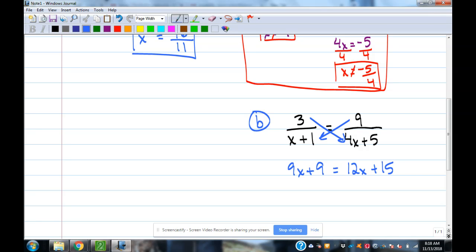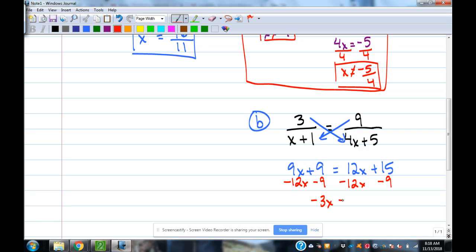Get x by itself. So we're going to get like terms together, numbers on one side, x's on the other, and work from there. So I would subtract 12x. Doesn't really matter. And I'm fine with you doing more than one step at a time. So I'm subtracting 12x to get it over here and moving the 9 over there with the 15.